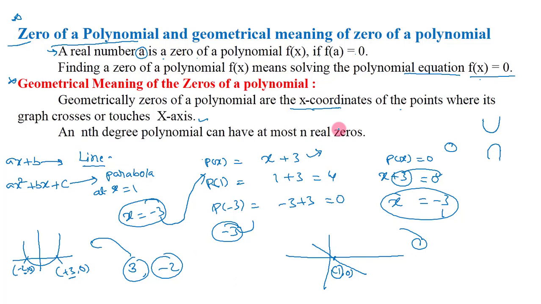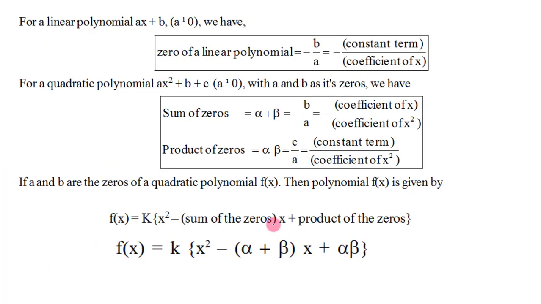An nth degree polynomial can have at most n real zeros. Okay. If you take a second degree polynomial, a quadratic polynomial has at most 2 zeros. And if you take a cubic polynomial, it has at most 3 zeros. At most 3 zeros means it does not have more than 3 zeros.